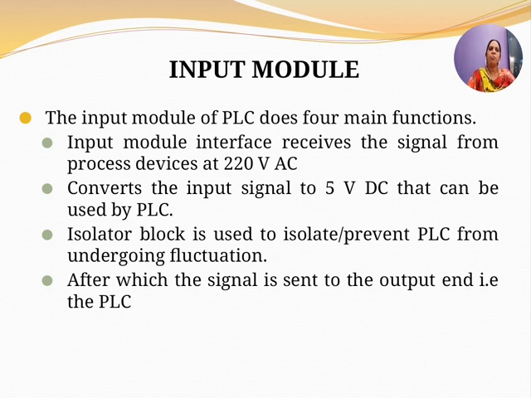So the input module interface receives the signal from the process device at 220 volts, converts the input signal to a 5 volt DC which can be used by the PLC. You are using an isolator block to isolate or prevent the PLC from undergoing fluctuations, after which the signal is sent to the output end, that is the PLC.